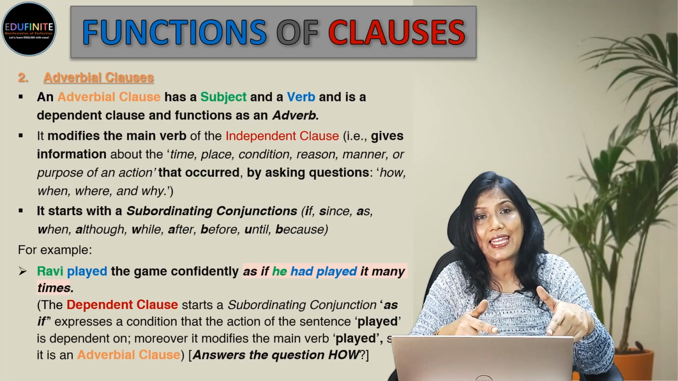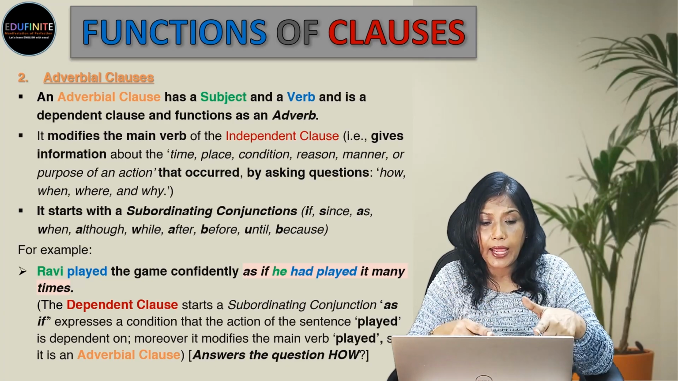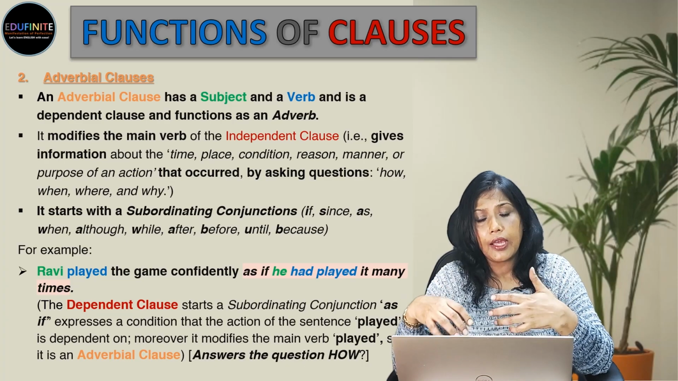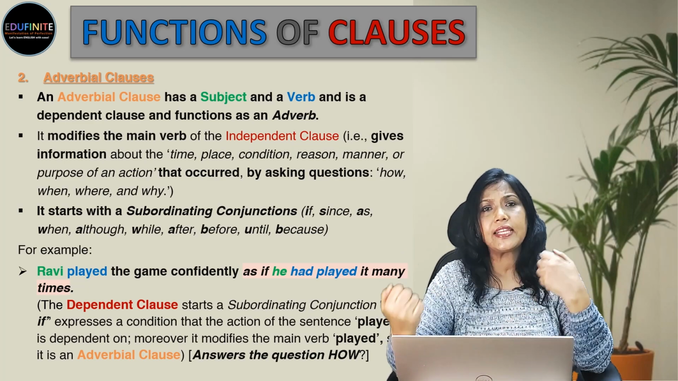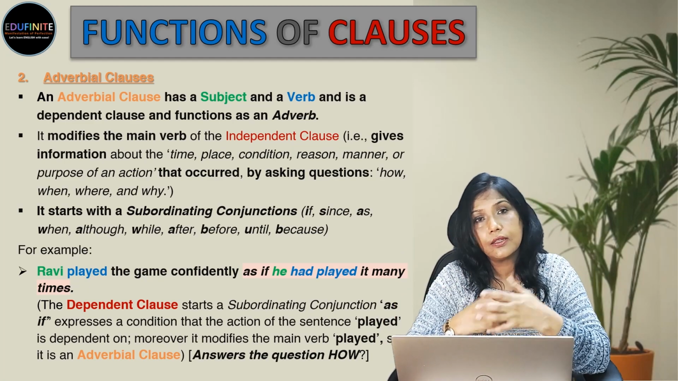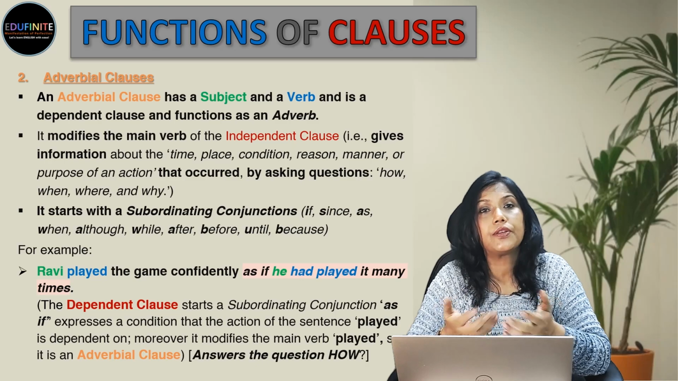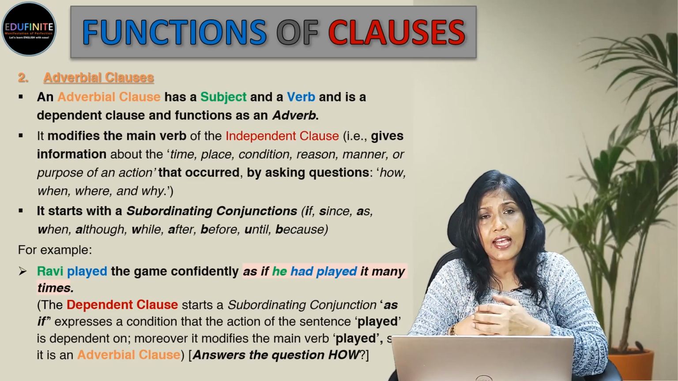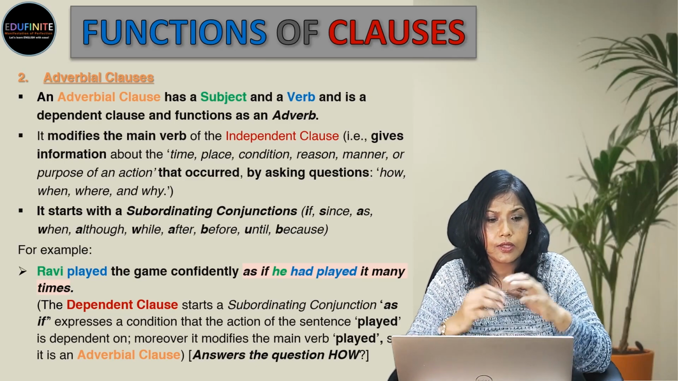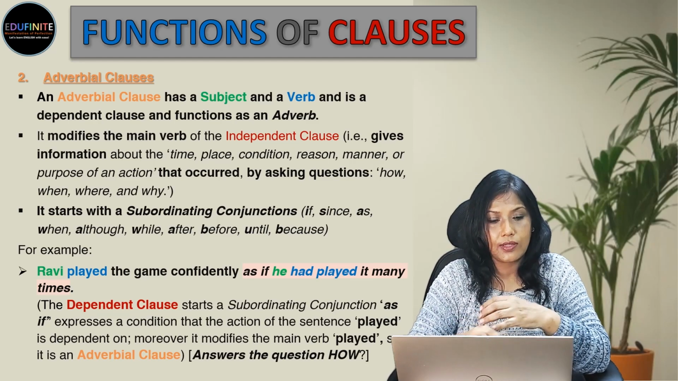What is the verb? Played. So, how did Ravi play? He played as if he had played it many times. So, he played it like a pro. And what question will it answer? How did Ravi play? So, he played it as if he had played it many times. So, this is an adverbial clause.